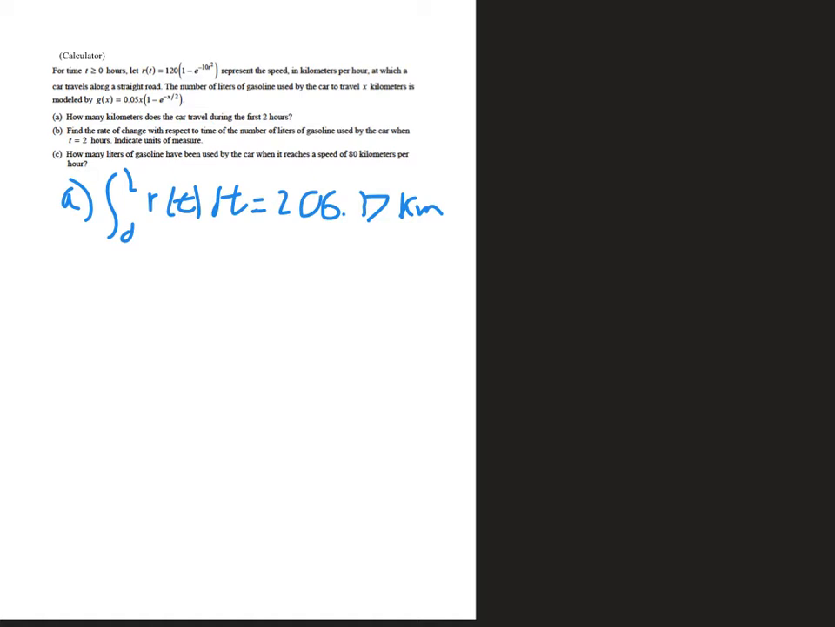Part B, find the rate of change with respect to time of the number of liters of gasoline used by the car when t equals 2. So what we're looking for in part B is dg dt when t equals 2. That's the question we're trying to answer.